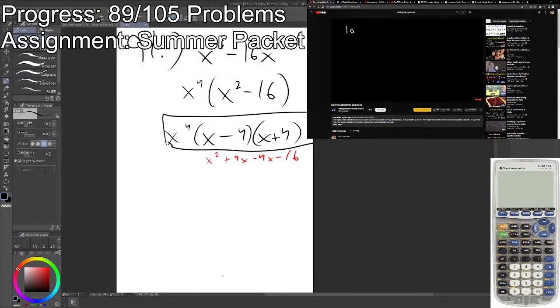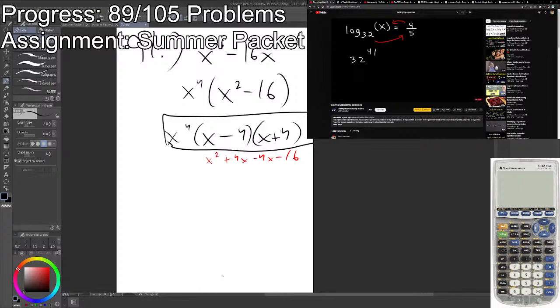Let's try some more examples. Log base 32 of x, let's say it's equal to 4 over 5. Go ahead and try this one. So 32 raised to the 4 over 5 is equal to x.